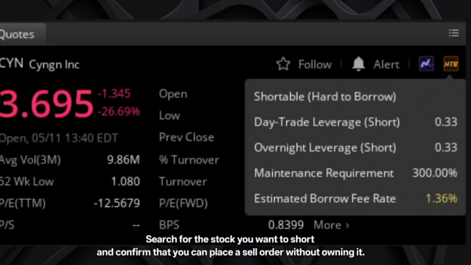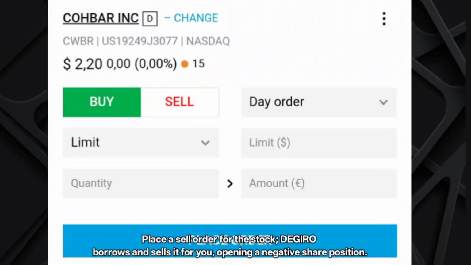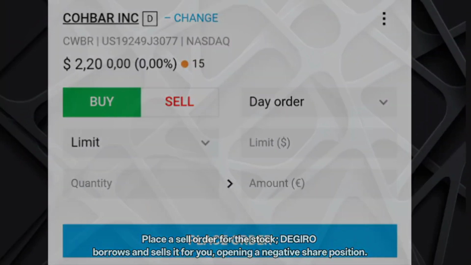Search for the stock you want to short and confirm that you can place a sell order without owning it. Place a sell order for the stock. DeGiro borrows and sells it for you, opening a negative share position.